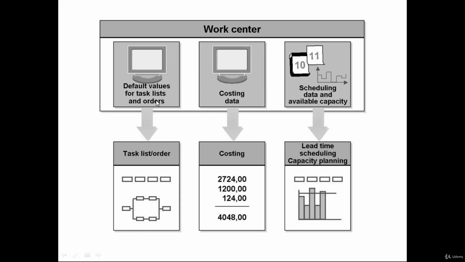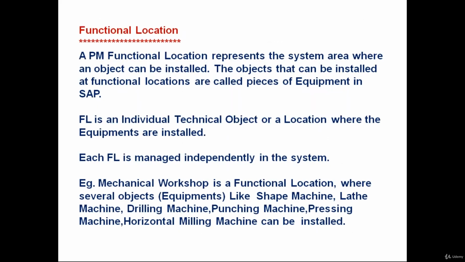Default values for task lists and orders. Costing data, we'll maintain the cost related information. Scheduling data, available capacity, we maintain all the capacity planning of that machinery, what is the start time, finish time, how many people are working, etc.